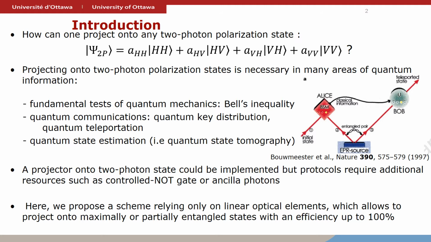Until now, the protocols which have been proposed in order to realize this projection onto two-photon projection states require additional resources such as control NOT gates or ancilla photons. But as you know, as the number of photons in an experiment increases, the difficulty of the experiment increases. That's why what we want to propose is an easy solution which relies only on linear optical elements and which will allow us to project onto both maximally and partially entangled states with an efficiency up to 100%.